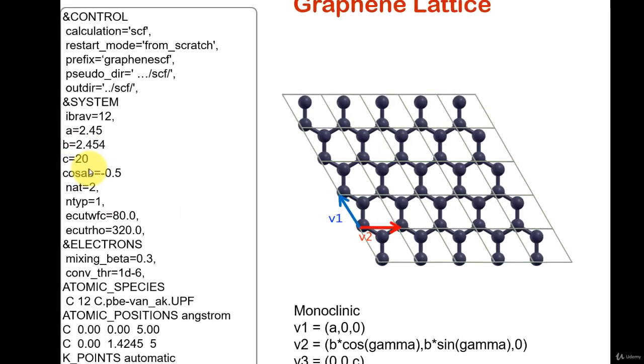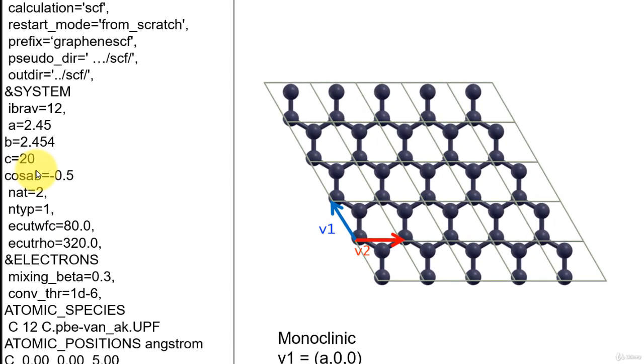We specify C to be 8 times more than A and B, for example, 20 angstrom. It's due to ignoring the effects of graphene layers on each other, because in this case we want to analyze only the monolayer of graphene. We should write these parameters in system sections: A, B, C, cosine between A and B.